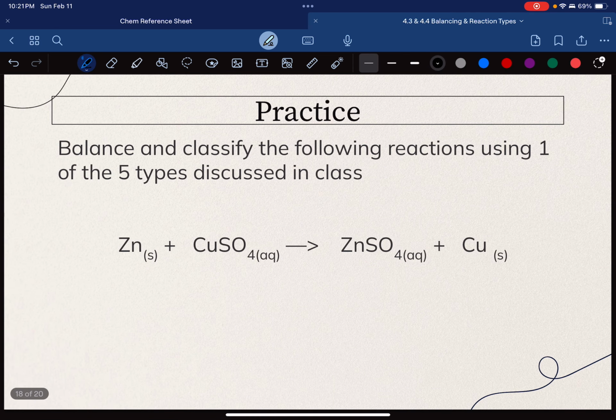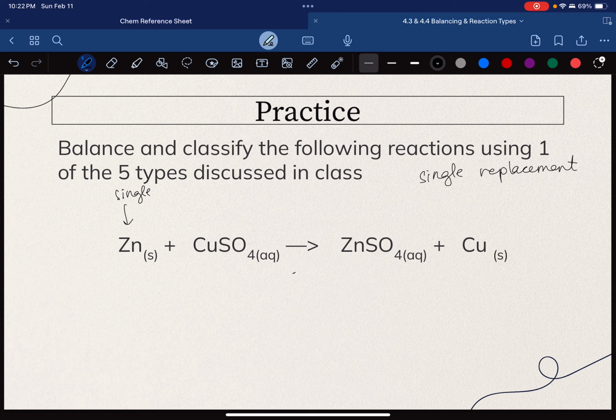Let's look at this one. Zinc plus copper sulfate produces zinc sulfate and copper. Well, I have one single element. It's single. And something's being replaced, so this is probably a single replacement.